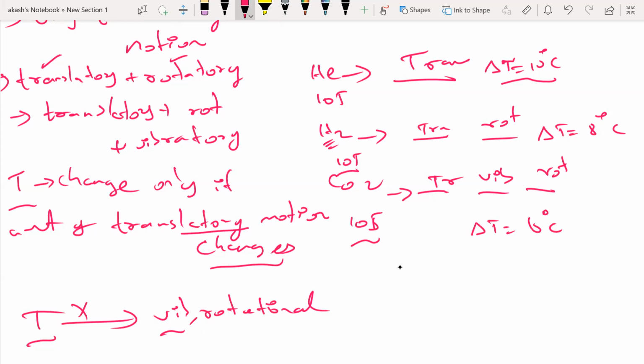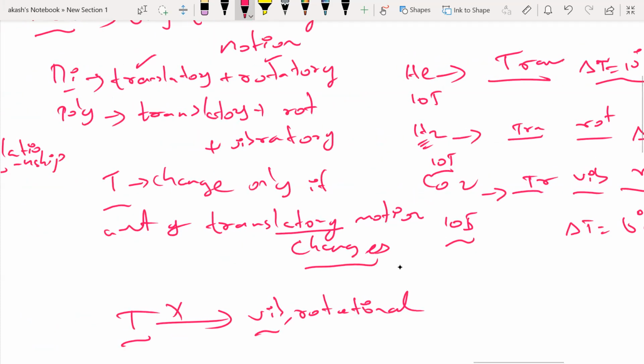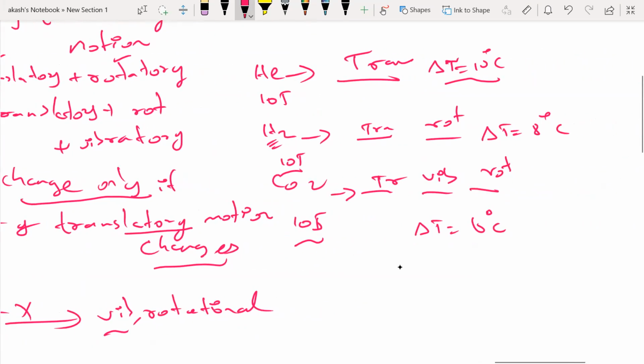Okay. Now, why is it happening like this? You have to come back to this point. Change in translatory motion will only increase the temperature. If the amount of translatory motion increases, then only the temperature increases. So what you're understanding here is that the entire 10 joules given to the helium is used up in increasing the translatory motion only, right? So fine, that is understood.